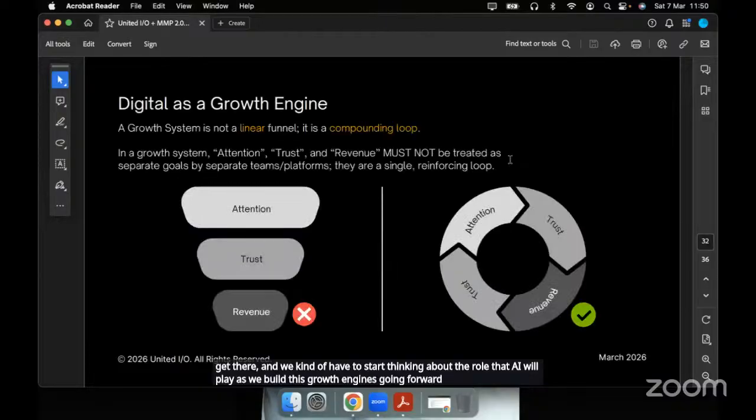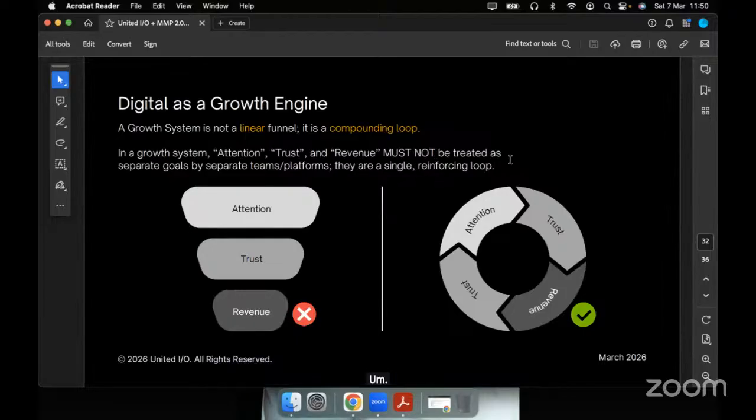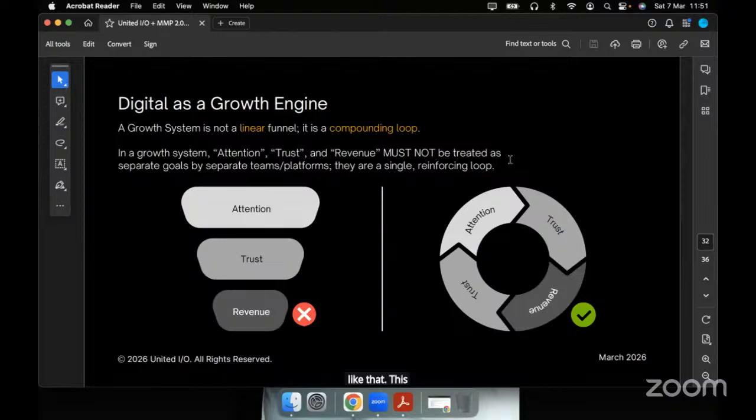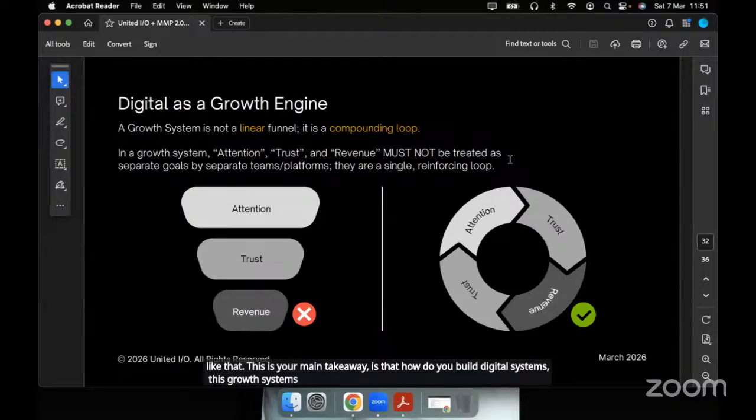In conclusion, this is your takeaway: growth systems are not linear funnels in the classic way we tend to think about it as marketers. They are reinforcing or compounding loops that allow every element, attention, trust, revenue, to reinforce the other bits. This is your main takeaway: how do you build digital systems, these growth systems that leverage digital to give you something of this nature where the business itself is sustaining its own growth almost automatically.